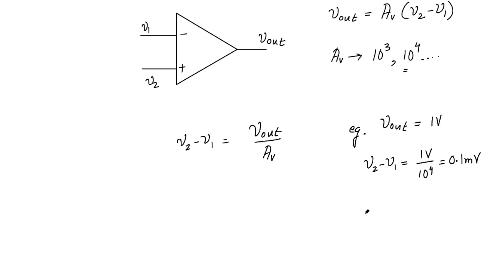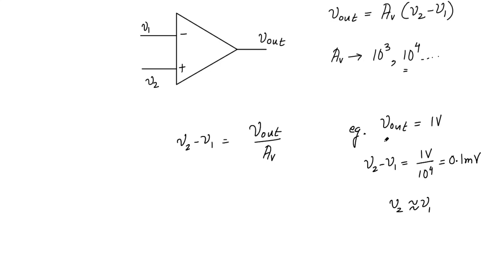So if I want to get a finite output, of course the value will be finite, because we have a supply for the op-amp, and it can be 10 volt to minus 10 volt or 15 volt to minus 15 volt. And of course we want it to be finite, we don't want it to be infinite. Even if we consider 10 volt, the V2 minus V1 becomes 1 millivolt. That means the difference between V1 and V2 is very small. It is so small that we can approximate that V1 is almost equal to V2.